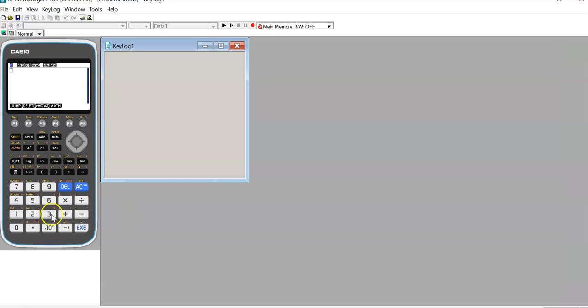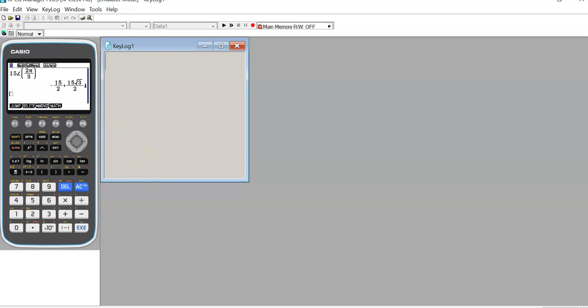15 cis 2 pi on 3. So let's type that in. 15, and now we're going to use this funny little button, Shift, cis, and then 2 pi on 3. And we're going to hit execute. And so this is now in our Cartesian form.